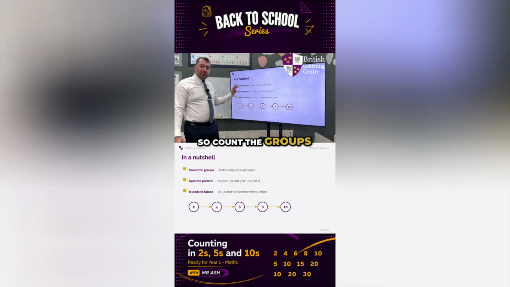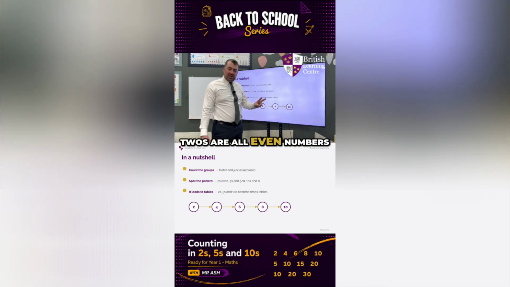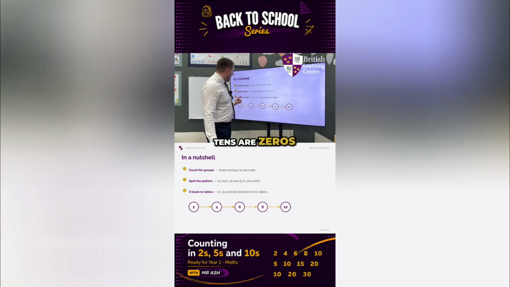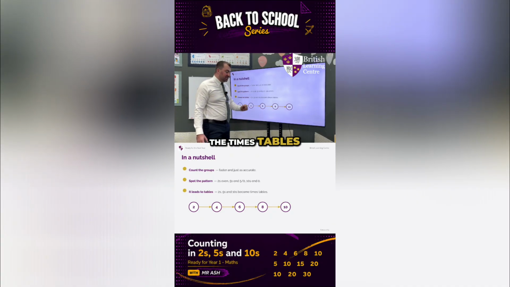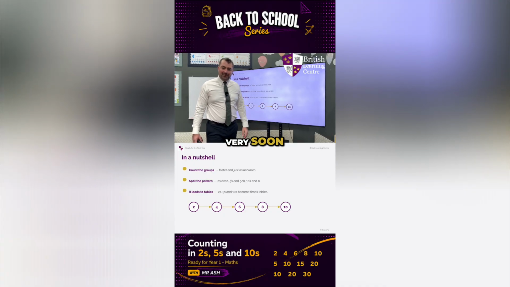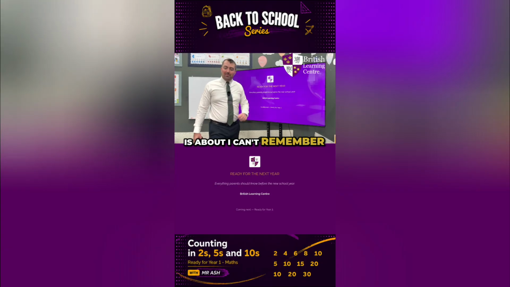So count the groups, make things into groups and count them, spot the patterns. 2s are all even numbers, 5s must end in 5 or 0, 10s are 0s. And it leads to the times tables, 2s, 5s and 10s, which are expected very, very soon. And the next video is about, I can't remember, we'll find out.